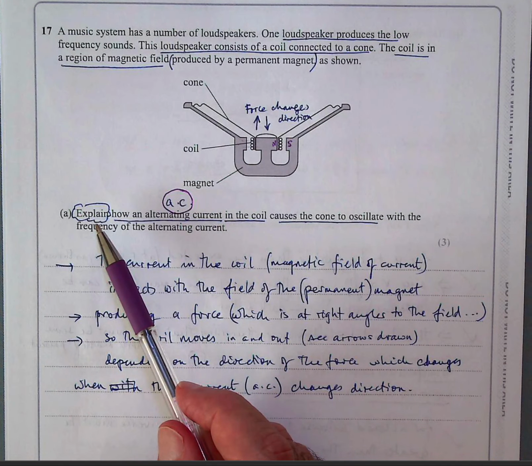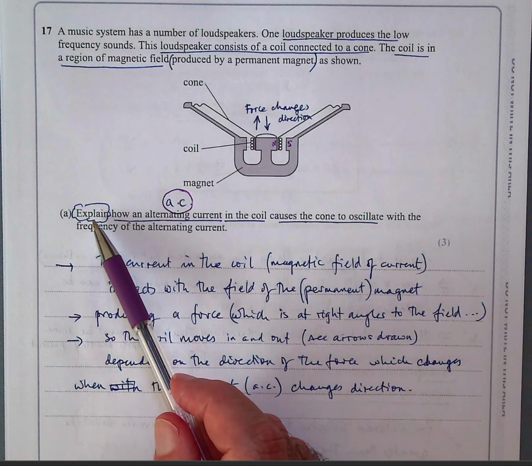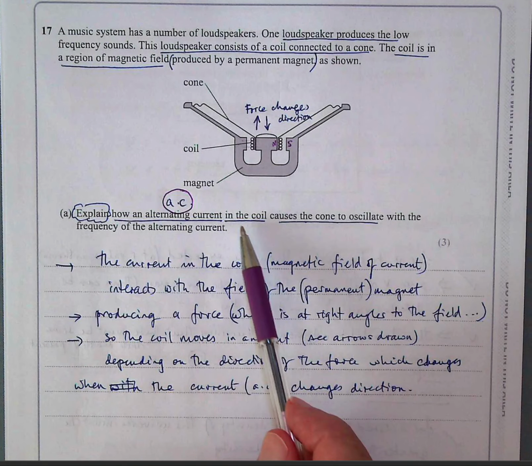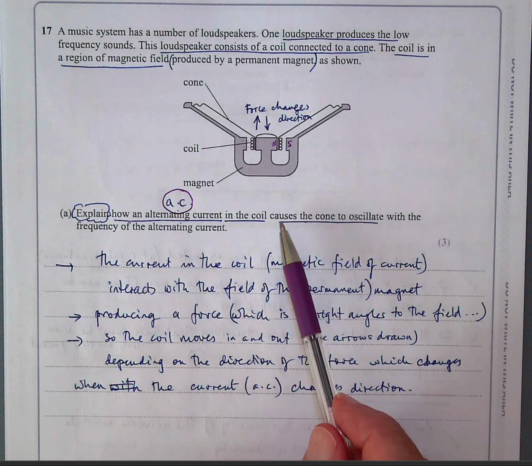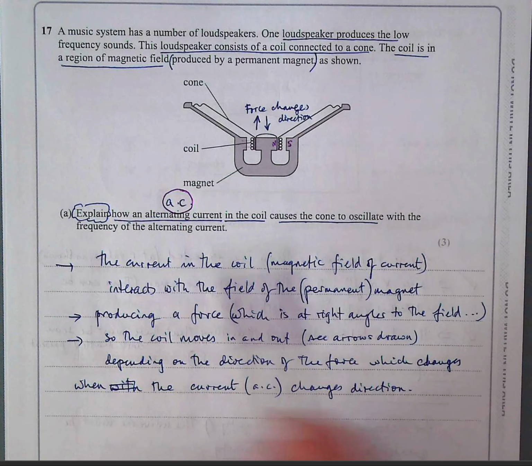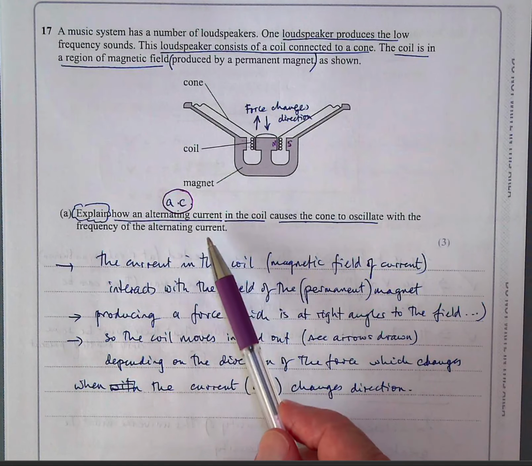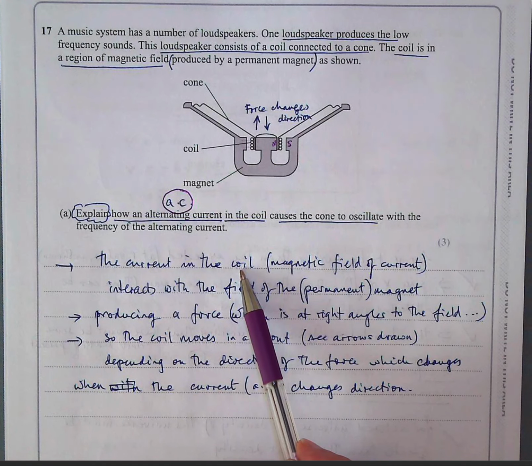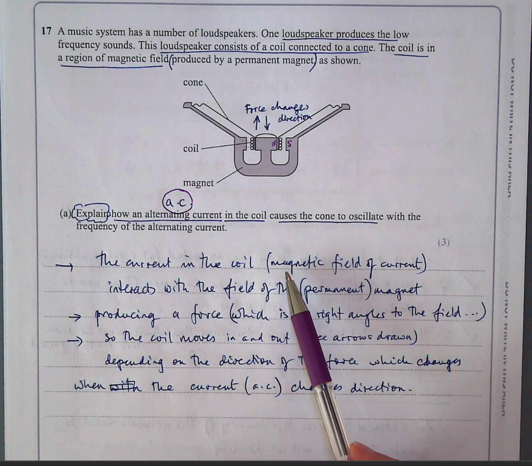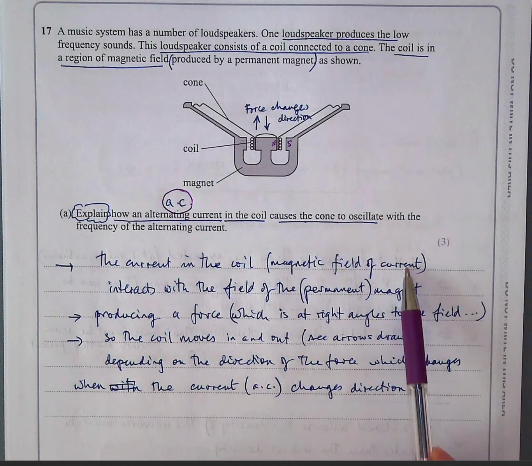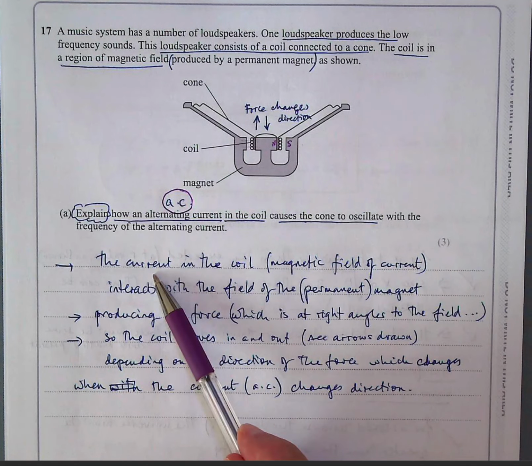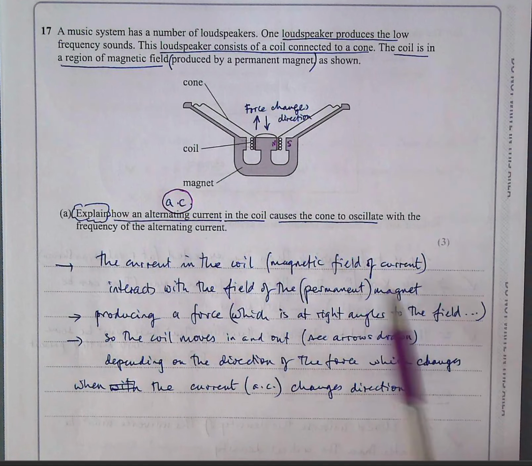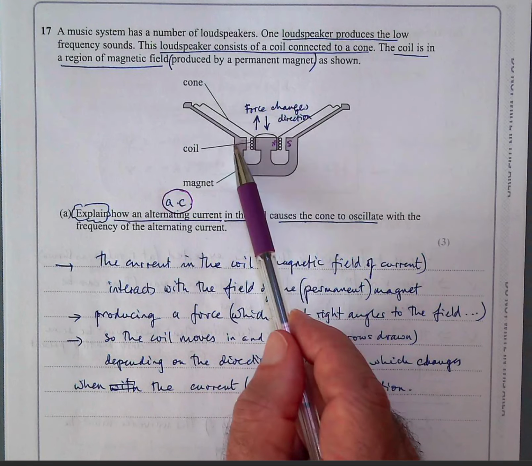You did this also in GCSE. The question wants you to explain how an alternating current, AC, in the coil causes the cone to oscillate with the frequency of the alternating current. So how do you verbalize your answer? So I've put the current in the coil, yeah, has a magnetic field of the current. So there's a magnetic field around the current anyway, its own magnetic field. It interacts with the field of the permanent magnet, which is surrounding it.